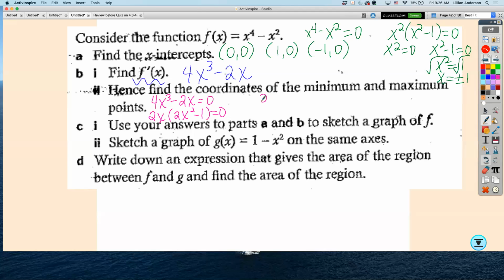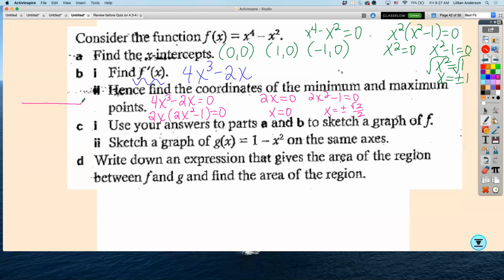Set them both equal to 0. So that'd be 2x equals 0 and 2x squared minus 1 equals 0. So then I have x equals 0. And then what would this be? Plus or minus the square root of 1/2, which is root 2 over 2. Now those are just the x values. Need to figure out which one's the maximum and the minimum.